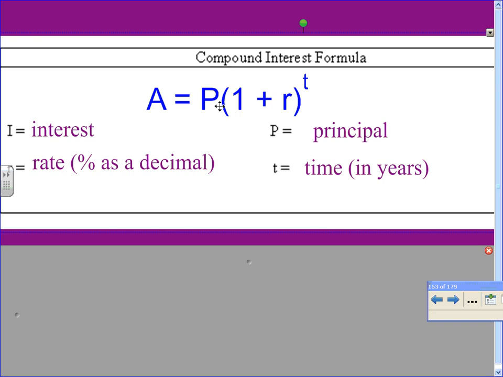Annalise, are you okay now? Like just with the whole point of it? Okay. Side note. All right, so there's our formula.